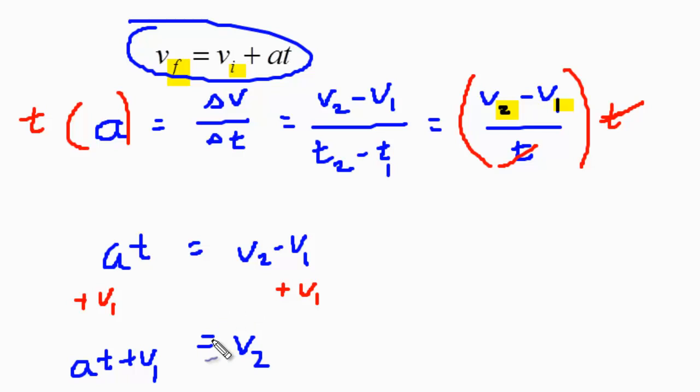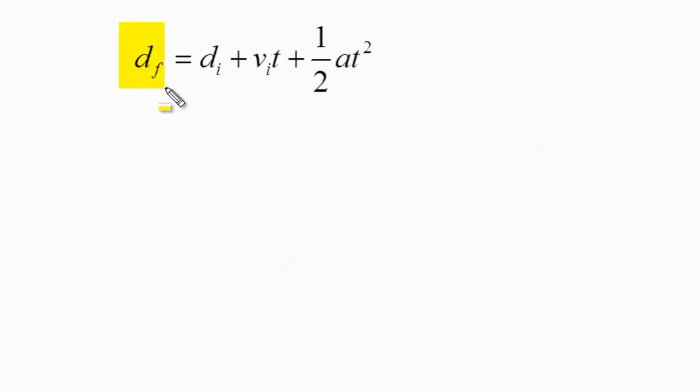We've actually already used it. The next one is interesting because we've got a DF, which is a final distance, a DI, which is an initial distance, a VIT, initial velocity times time, and a 1/2 AT squared, acceleration times time squared. What's the difference? There's no VF, only a VI. So if you don't know the final velocity, but you're trying to find a distance, this will work. The other difference, this has a distance in it. The other equation had no distance in it. So if you need to find distance, this one will work.